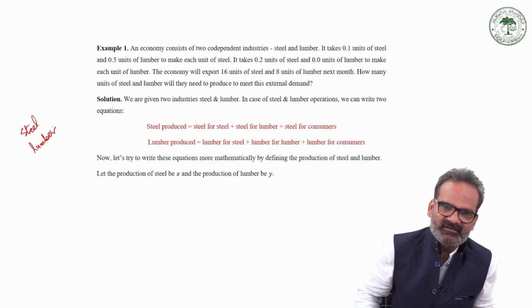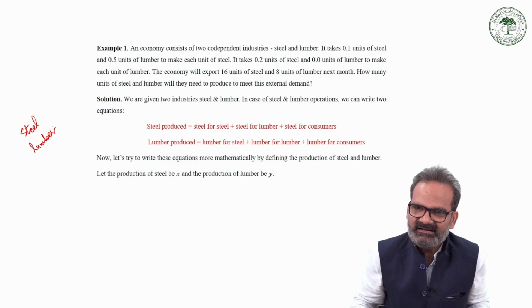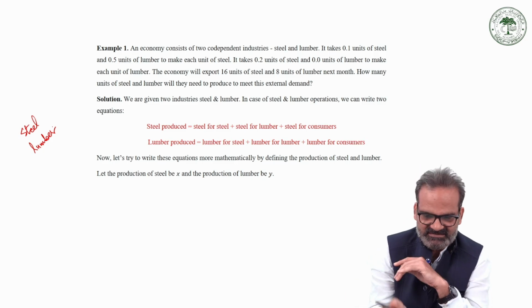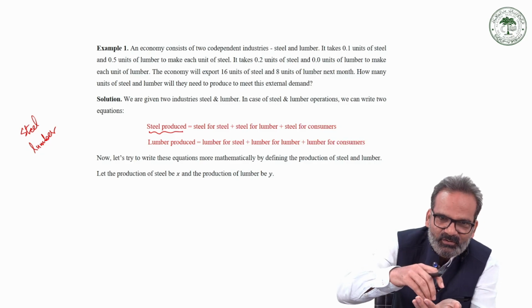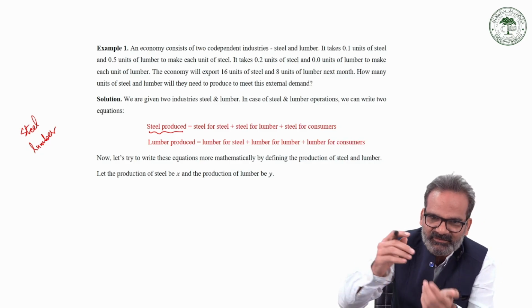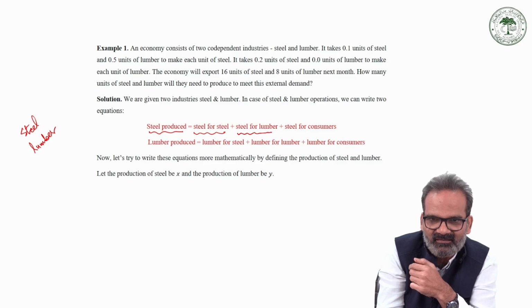So what is given here? We are given 2 industries, steel and lumber. In case of steel and lumber operations, we can write 2 equations. Steel is produced by consuming some amount of steel itself and some amount of lumber. Then this is the steel for the consumers.